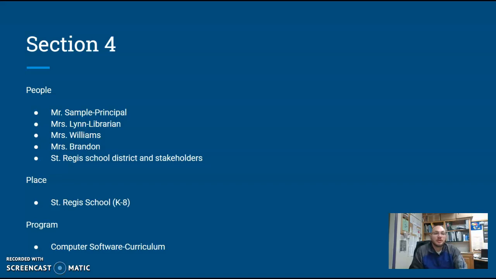Section 4, people involved: Mr. Sample and Mrs. Lynn, the principal and the librarian. Mrs. Williams is the older teacher who's been around for a long time. Like I said, it's a very tight-knit community, a very tight-knit school. Mr. Sample and Mrs. Brandon are outsiders here. Mrs. Williams thinks this isn't a bad idea and thinks Mrs. Lynn's doing a great job. Mrs. Brandon tries to approach Mrs. Lynn in a very professional manner and just says, hey, I don't think we can do this.